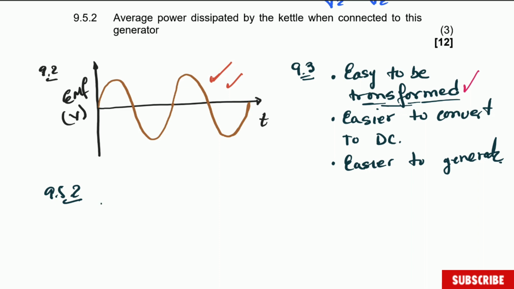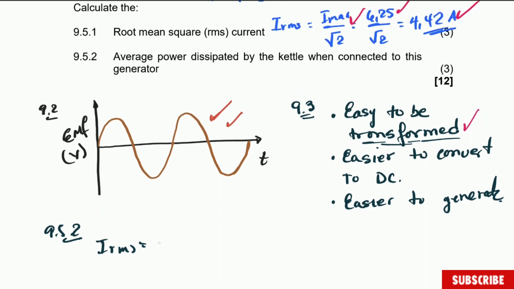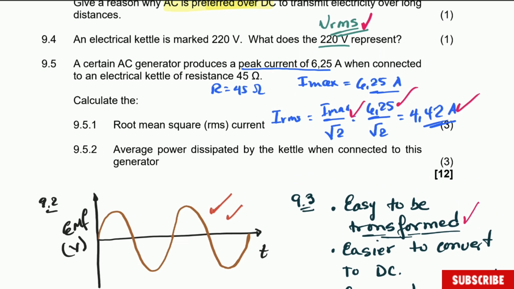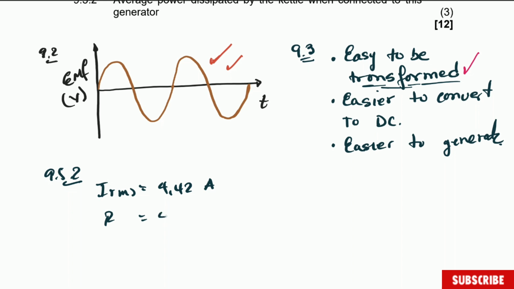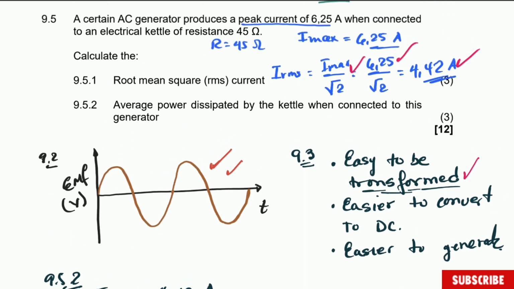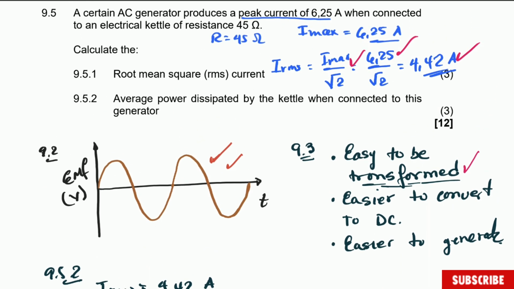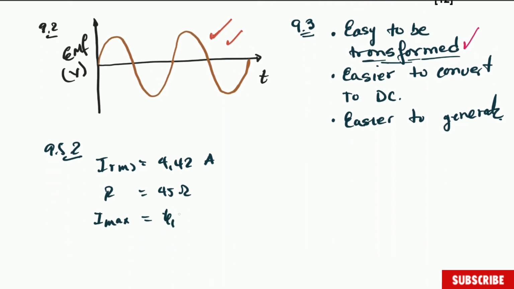What do we have? We have the root mean square current, which we just calculated, and is equal to 4,42 amperes. We have the resistance of the kettle, which is given to us, and is 45 ohm. And we also have the maximum current. Maybe we don't need it, but let's write it just in case. It was 6,25 amperes. We're looking for power, average power.